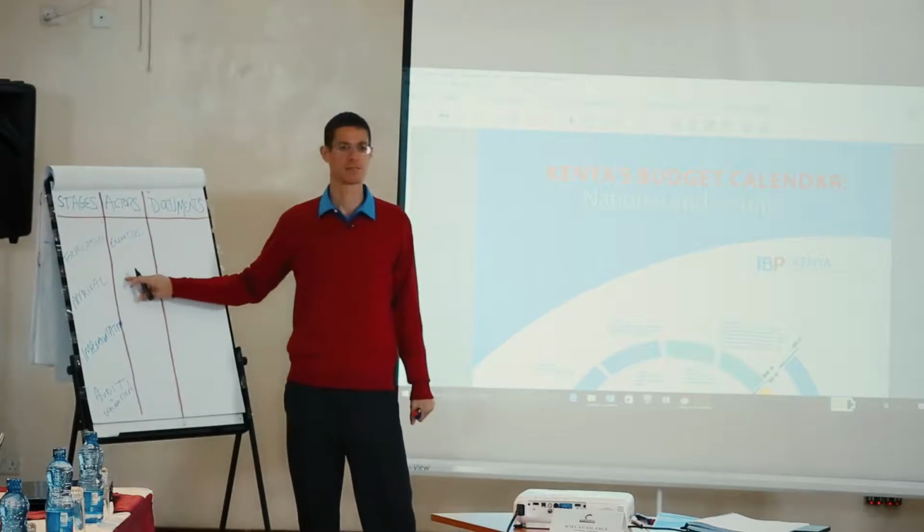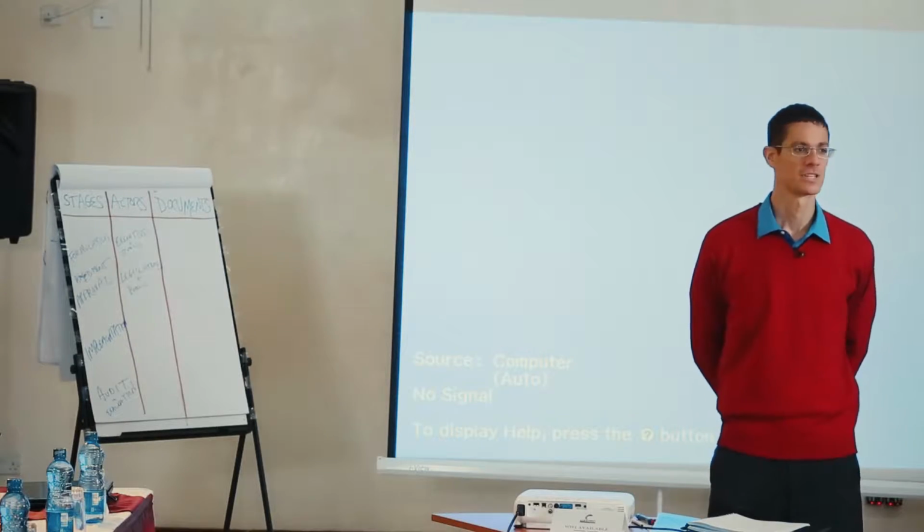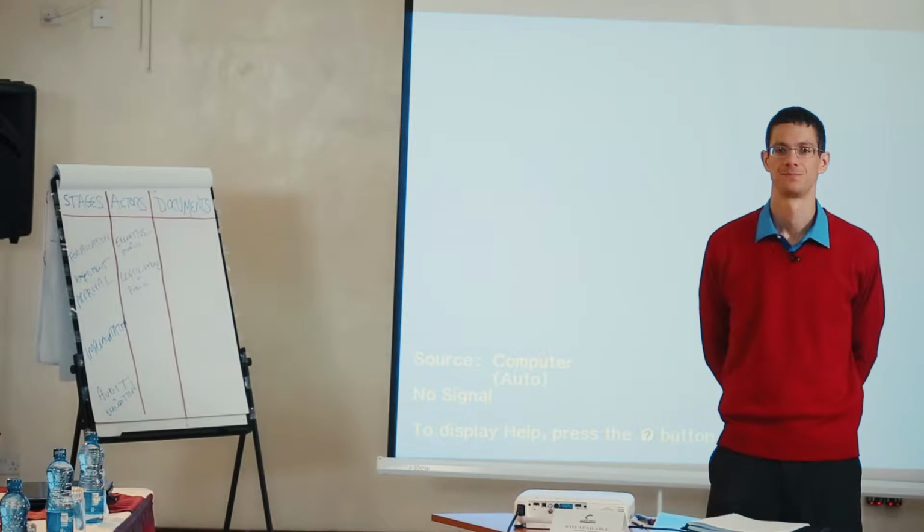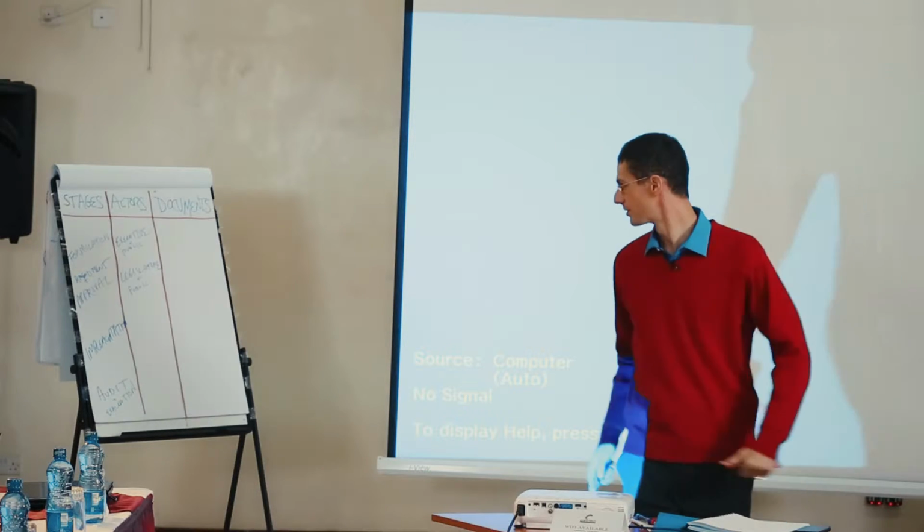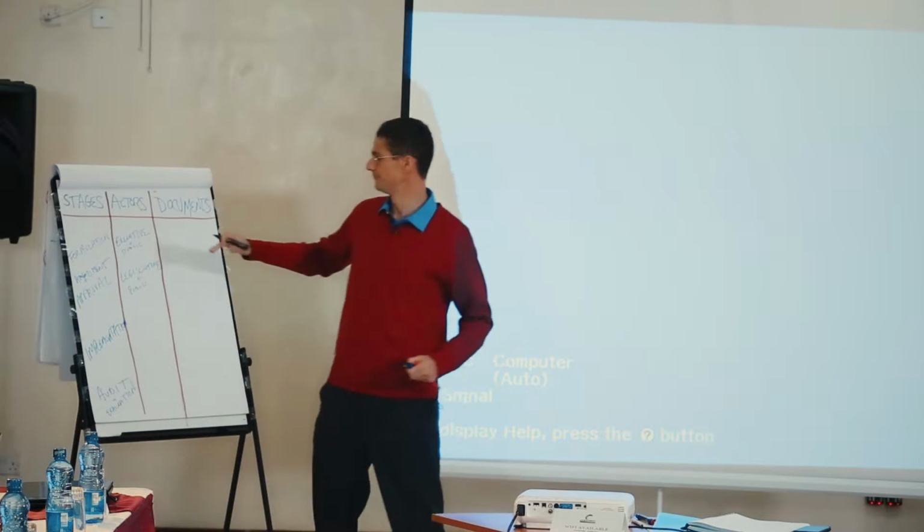What happens during the approval stage? Passing any given policy into a law. The executive proposes and the assembly approves. So before they approve, they amend. Yes? So who is in charge of implementation? Exactly. The executive.